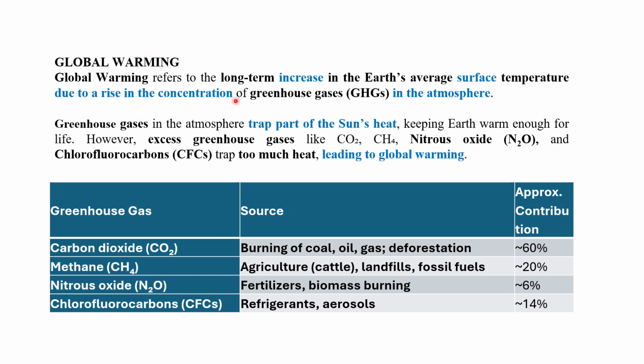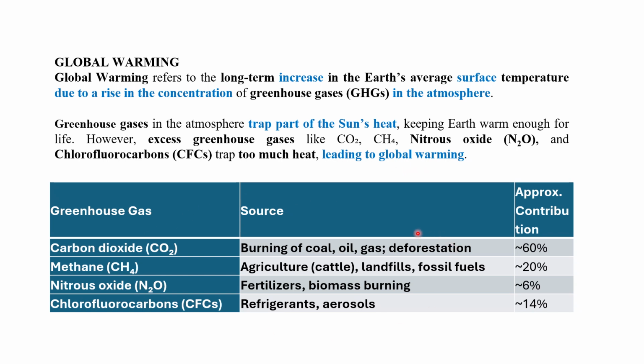Global warming refers to the long-term increase in the Earth's average surface temperature due to a rise in the concentration of greenhouse gases in the atmosphere. Greenhouse gases in the atmosphere normally trap part of the sun's heat and keep the Earth warm enough for life. However, excessive greenhouse gases like carbon dioxide, methane, nitrous oxides, and chlorofluorocarbons trap too much heat, leading to global warming.